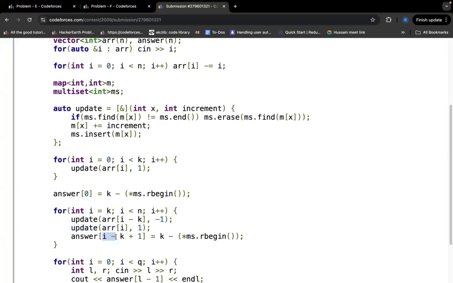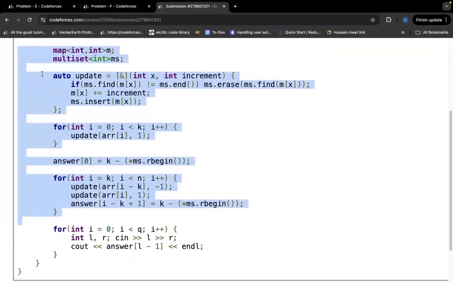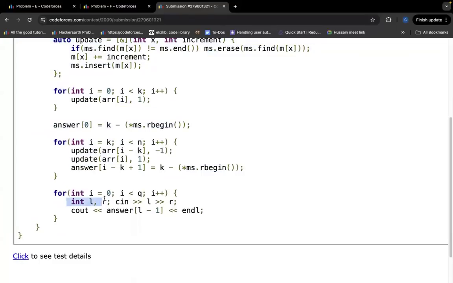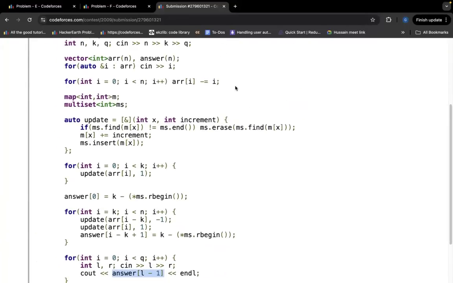And after that, answer of i minus k plus 1. Basically, I want to store the answers. You can store it in any way. The answer for left equal to i minus k plus 1 is equal to k minus *ms.rbegin(). If you do just this much in O of n log k or O of n log n, when k can be maximum n, for every L and R, you just need to print answer of L minus 1, because this is in 1 based indexing and this is in 0 based indexing. A very simple solution. The only hard part about this problem was thinking about this. Is this much clear for every one of y'all?